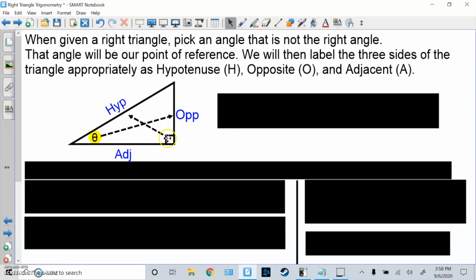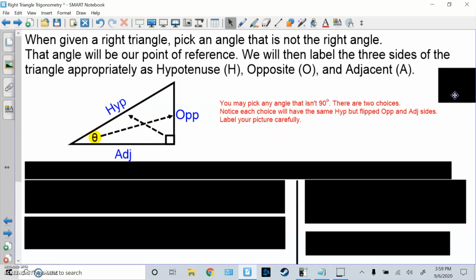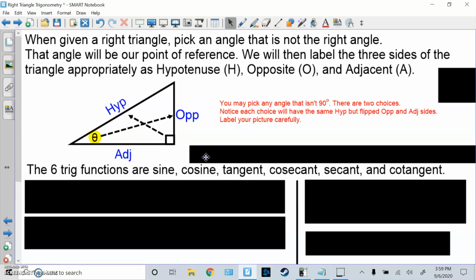Now, my hypotenuse always crosses the 90. It does not matter which angle you pick, and adjacent is going to be next to the angle. Alright, notice you can pick any angle that's not 90. There are 2 choices. I could have done this bottom angle or this top angle. If I pick this top angle, this is still the hypotenuse, so it's across from 90, but the opposite and adjacent flip sides. So up here, this is now the opposite and this is now the adjacent. So be sure to label your picture carefully from your angle, your point of reference.